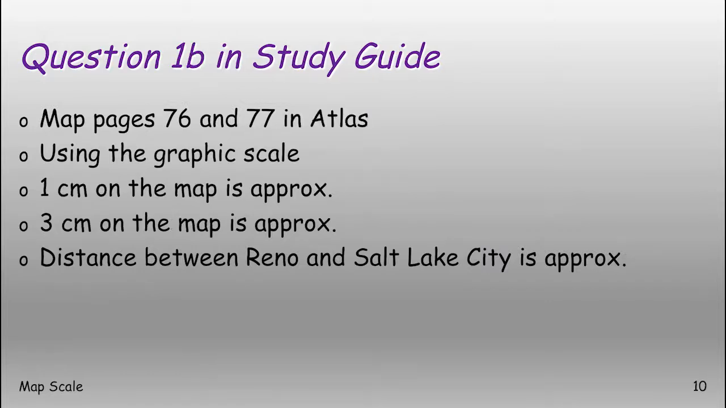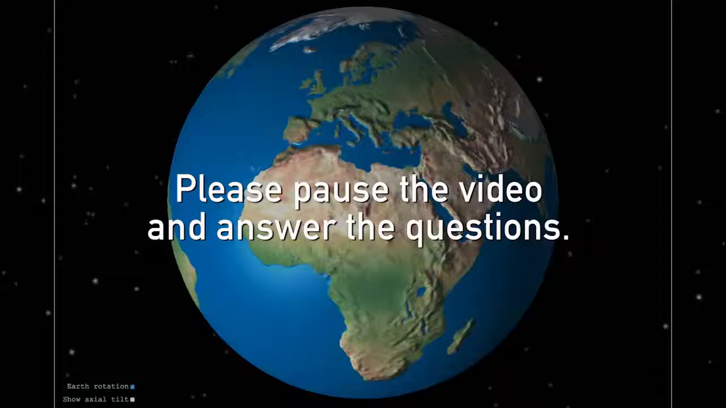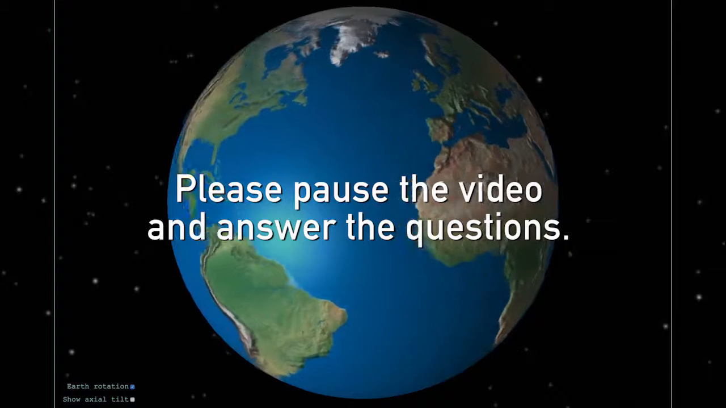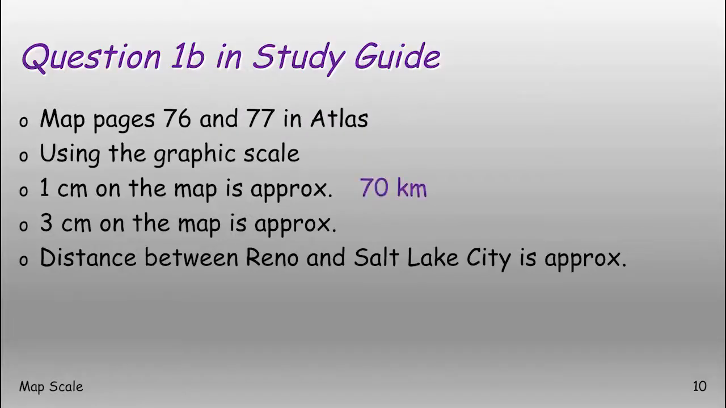So with this in mind, I'd like you to go back to the map of the United States, pages 76 and 77, and using the graphic scale now find the same kind of information, but now in kilometers. So 1 centimeter on the map using the graphic scale is approximately how many kilometers on the ground. 3 centimeters on the map is approximately how many kilometers on the ground. And the distance between Reno and Salt Lake City is approximately how many kilometers on the ground. So again, you might want to stop the video now, figure those out on your own, and then when you're ready, come back and check the answers. So here are the answers for this question in kilometers on the map, pages 76 and 77.